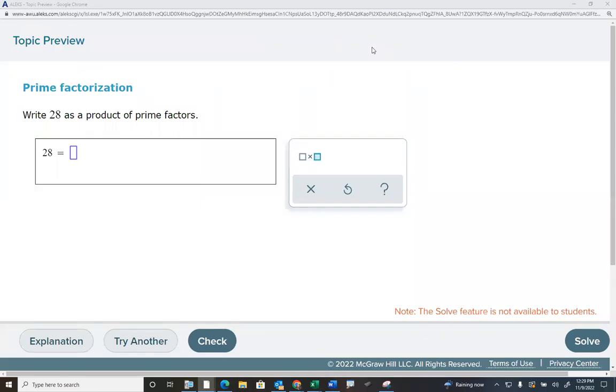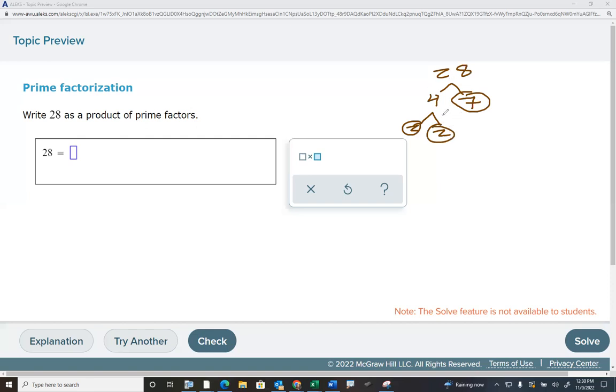So, prime factorization. We've kind of already done this in the last video. To do it, I'm going to do a factor tree. What's something that divides into 28? Well, 4 does, 7 times. 7 is a prime number because nothing divides into it except 1 and itself. 4 is not. 2 divides in twice, but 2 is prime.